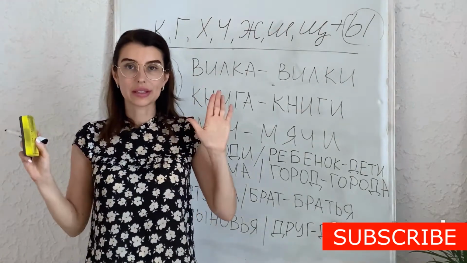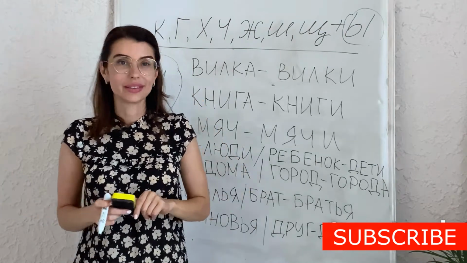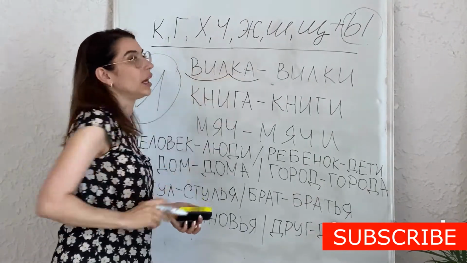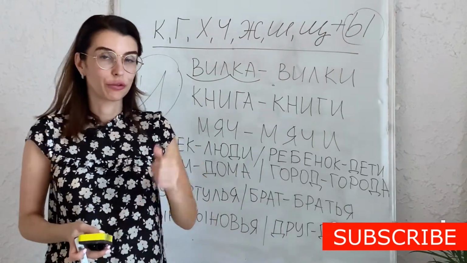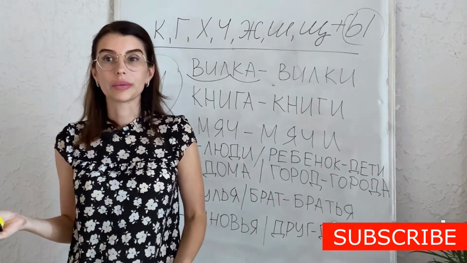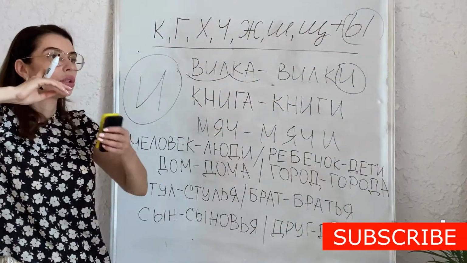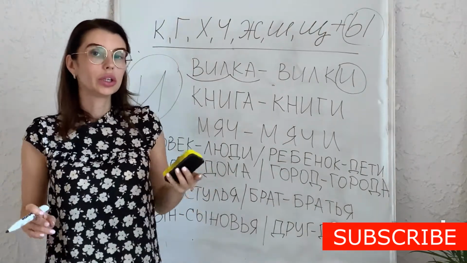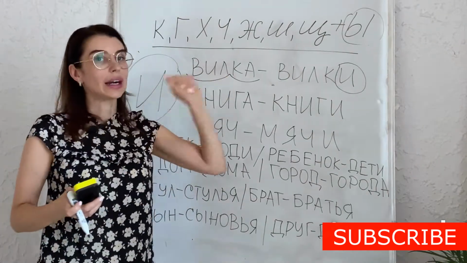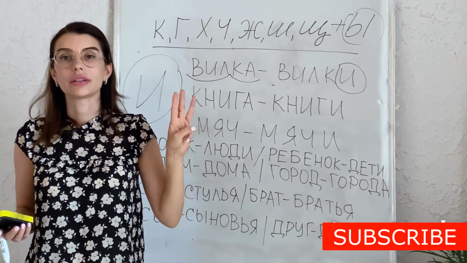So, for instance, one first noun will be Vilka. Vilka means fork. But 5, 3, 4 will be Vilki. E at the end. So, to see that it's plural, you have to put E at the end. Just use it like that. So, Vilka, Vilki. 3 Vilki.